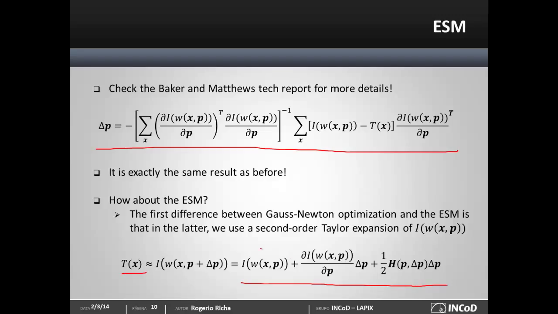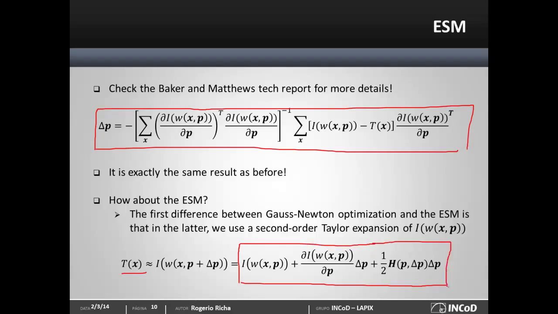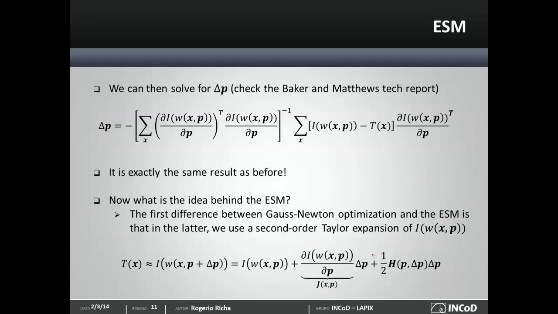Okay? So to derive the equation over here, I've used the first-order Taylor expansion, which was basically up to here. But now let's use a second-order term and continue developing it. Just for simplicity, I'm going to replace the derivative of the back-warped image with respect to the tracking parameters by J. So J represents this vector here.